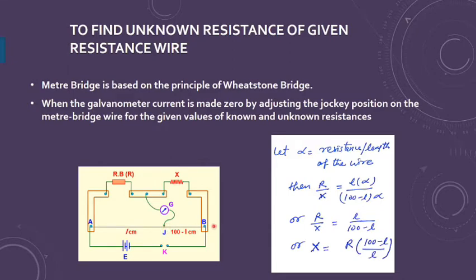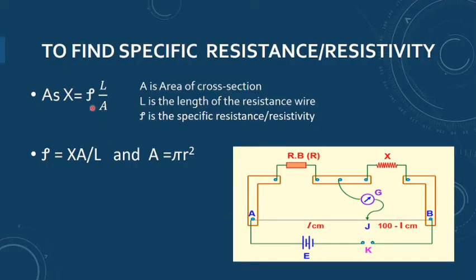You should be aware of all these terms, because in practicals and viva these terms will be asked from you. Of course, if you want to find the specific resistance, you have this formula: the unknown resistance, here X, because I am denoting, equals rho L upon A.